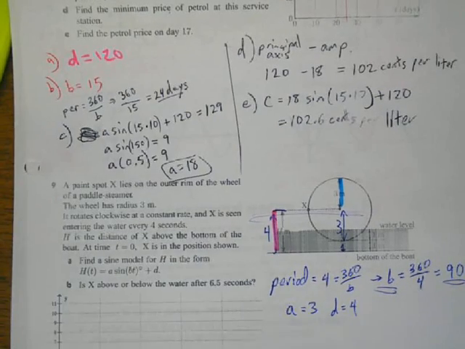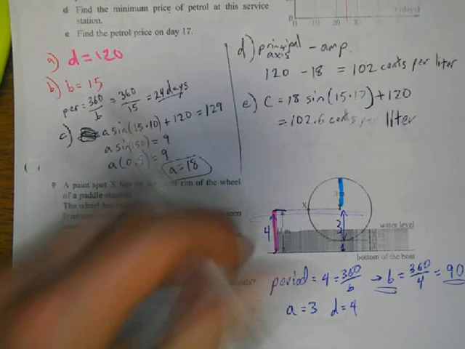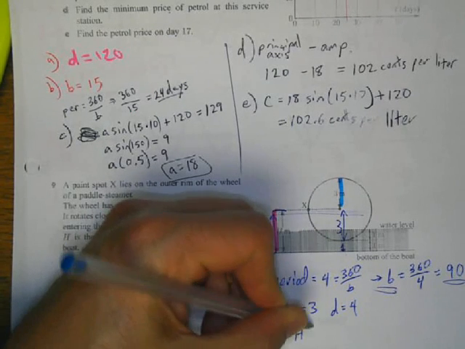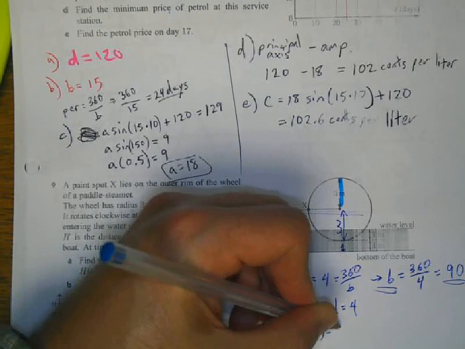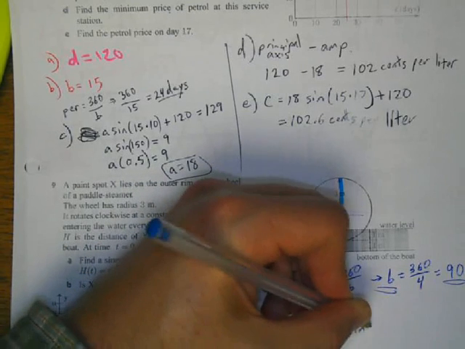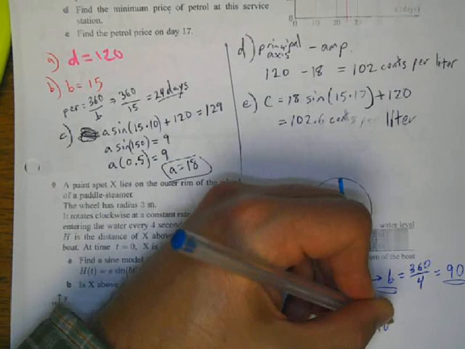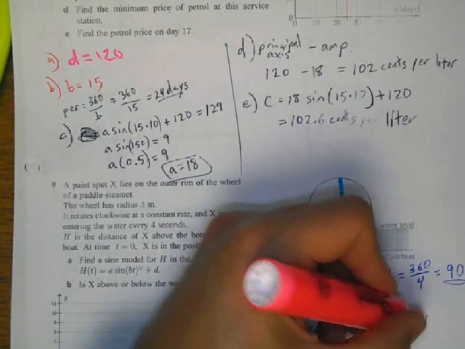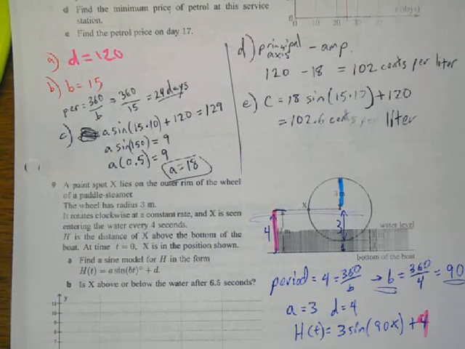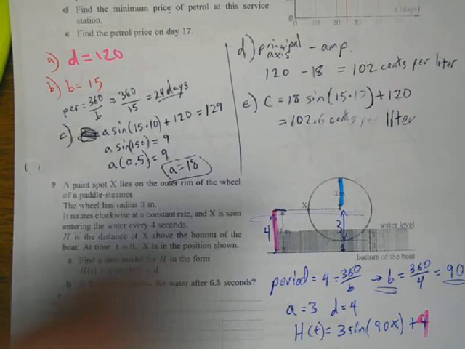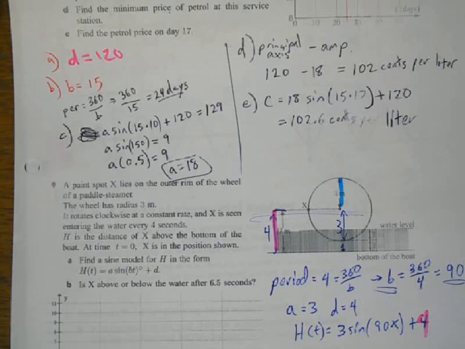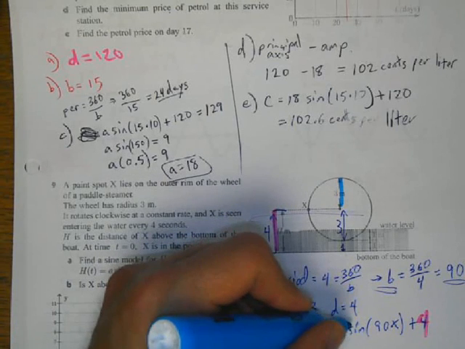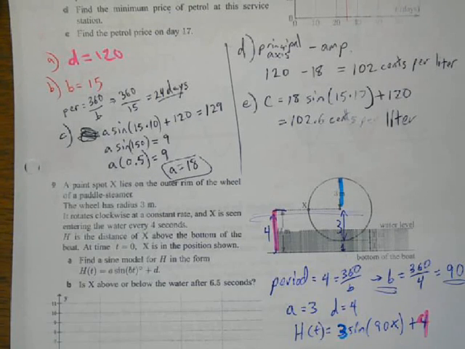And so let's write our equation now. H of t equals 3 sine 90 x plus 4. So this 4 comes from our principal axis, the height of the water wheel. 3 is the radius of the water wheel, and our period comes from how fast it's moving.